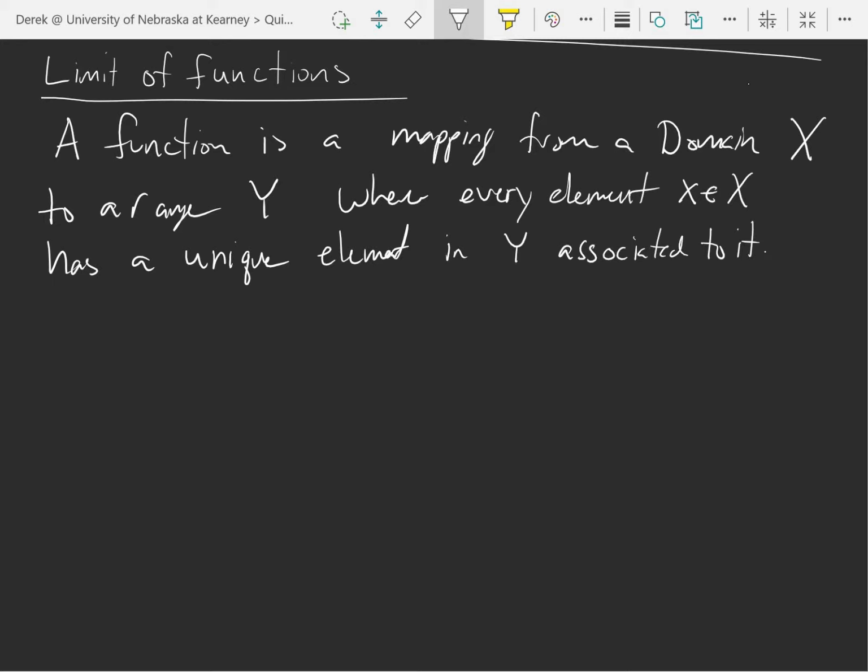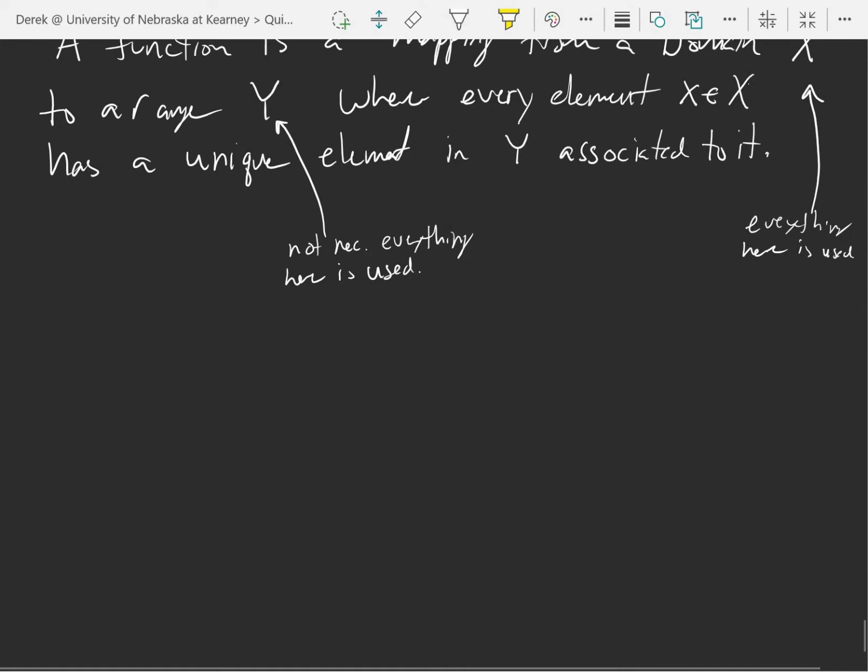Okay. So just by definition, everything in X has to have an output associated to it. Not everything in Y is used. Well, not necessarily. Just kind of keep note of that.